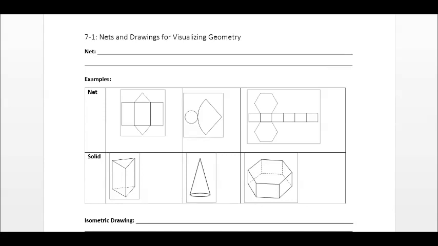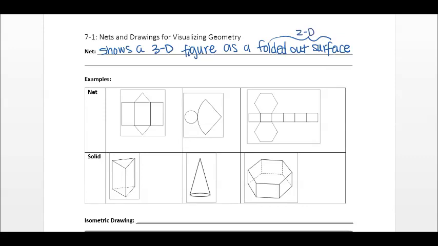Alright, so we're looking at some different ways to visualize three-dimensional shapes. So that's our starting point here. Okay. And one of those ways is called a net. A net shows a three-dimensional figure as a folded out surface. Okay, and this folded out surface is two-dimensional, but it can be folded back up into something that is three-dimensional.